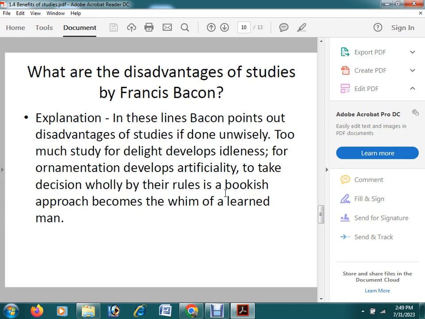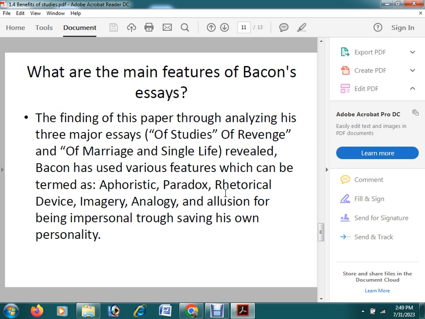Okay, so if you study books only and if you only apply that study in your practical life, that would be the bookish approach, not the practical approach. These are the disadvantages of study.